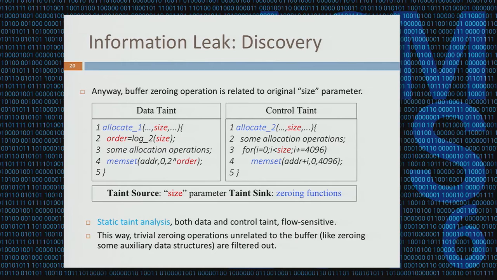But if we look at the right side, we can find that the memset is indirectly related to the original size parameter, because now the size parameter controls the iteration count of the for loop, and in each iteration the memset is invoked. So our taint analysis considers both the data taint and the control taint. With this method, we can also avoid some corner cases. For example, some functions may need to zero some auxiliary data structures, and these auxiliary data structures have a different size compared to the actual memory buffer. Our method can filter out these issues.